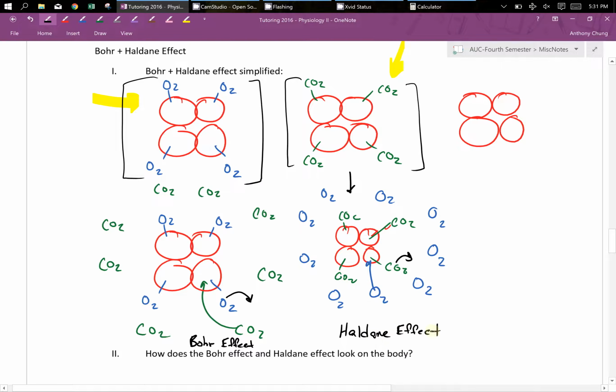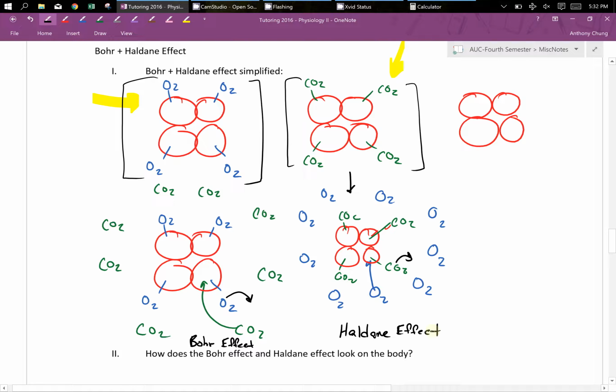Just as a disclaimer, so that Dr. Lucero doesn't go after me, they're not completely competitive. They're actually non-competitive. They actually bind on different sites of the hemoglobin. So you can think of it as competitive just to help you conceptualize it, but it's actually non-competitive, and that distinction is not really that important here. So those are the 2 effects.